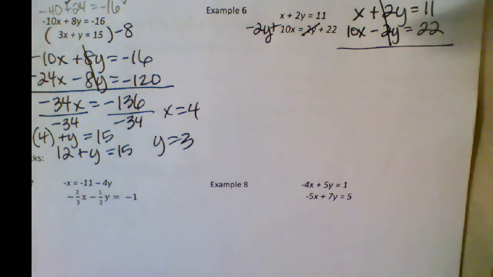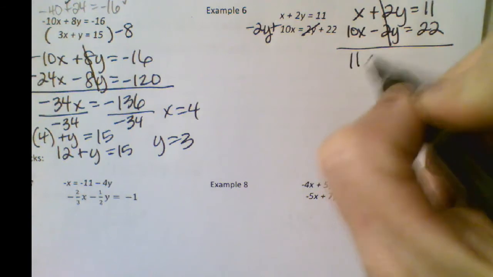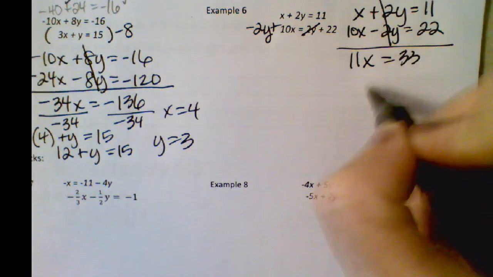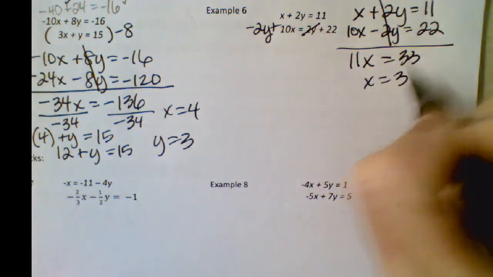Exactly. Now you're able to cancel because they are opposite signs. So x plus 10x is what? 11x equals 33. So x equals 3. Good.